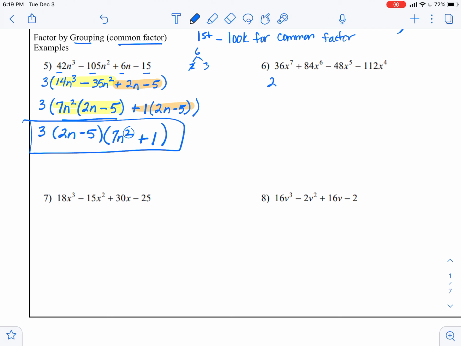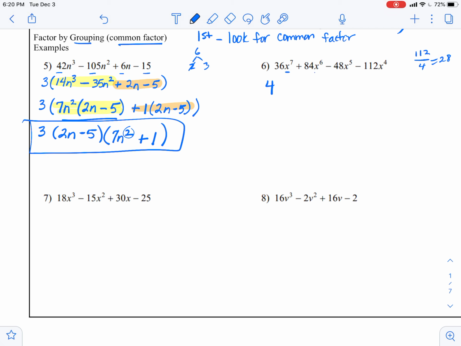Okay. What else goes into it? Will 4 go into everything? 4 will go into 112. So 112 divided by 4 is 28. Okay, so right now we've got 4. 4 will go into all of them. We tried 2, 4, 6 won't work. 8. No, 8 won't go into 84. We're running out of things. 8 won't go into 36 either. How about 9? No. Okay, so that looks like that is the biggest thing.